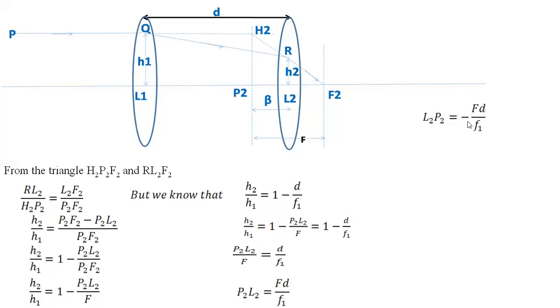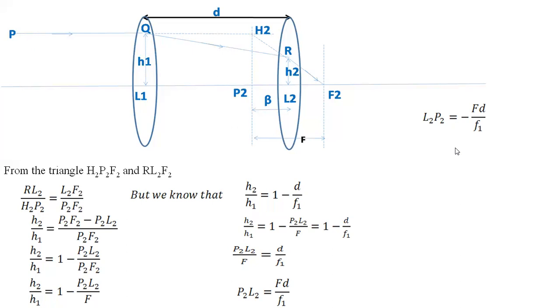Therefore, put a negative sign here, that is P2L2 is equal to minus L2P2. Therefore, L2P2 is equal to minus FD divided by F1. Here we are finding the position of the second principal point from the second lens. But here you have to write the formula as minus FD divided by the focal length of the first lens. And remember, P2 is on the left side. Therefore, you get a negative sign here.